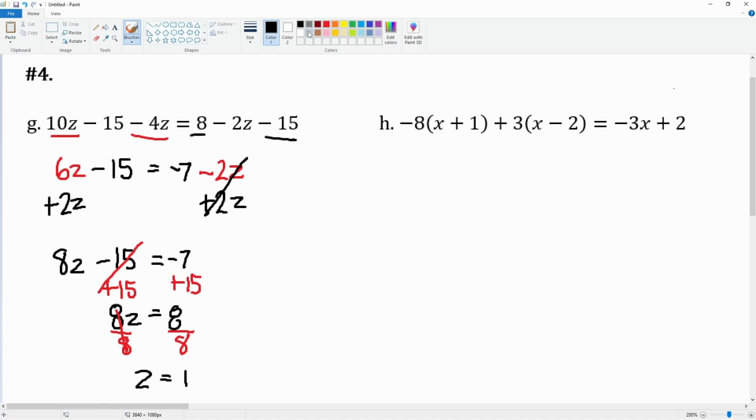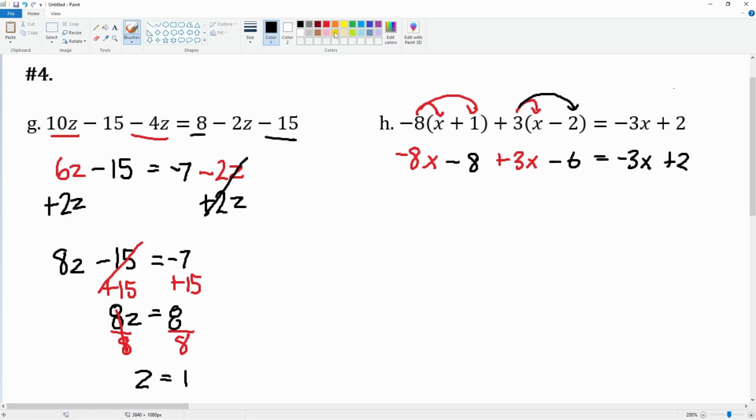H. There are some terms in front of the parentheses, so let's distribute first. Here we have negative 8 times x, and negative 8 times 1 is negative 8. Then we have 3 times x, which is 3x, and then we have 3 times negative 2 becomes negative 6. Nothing happens on the right hand side, so we just bring it down as negative 3x plus 2.